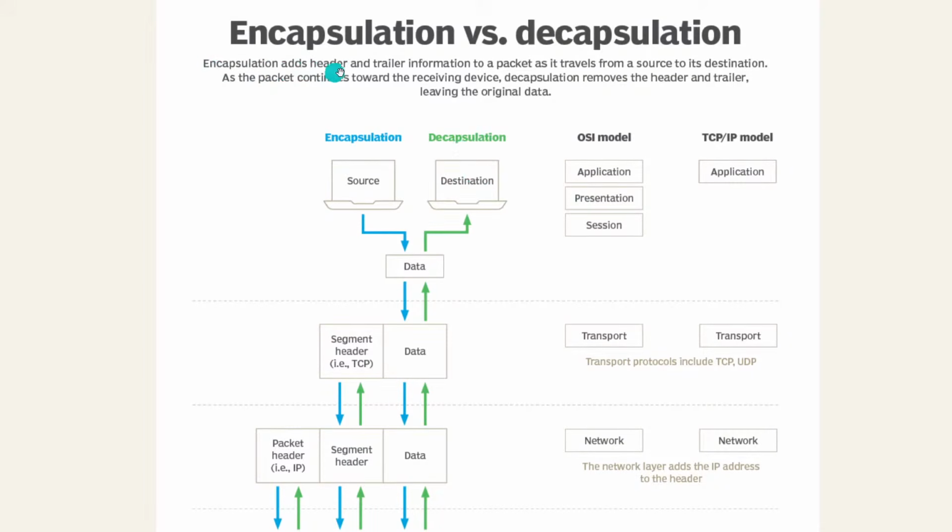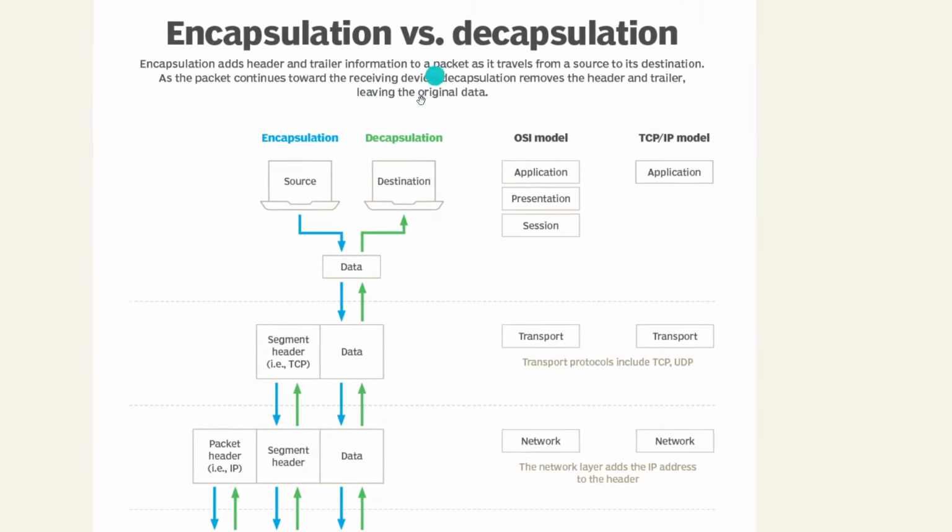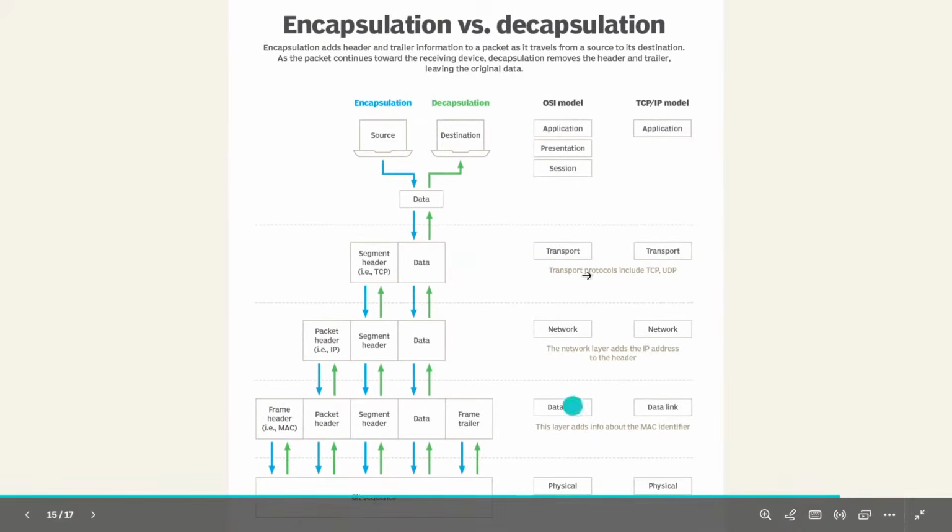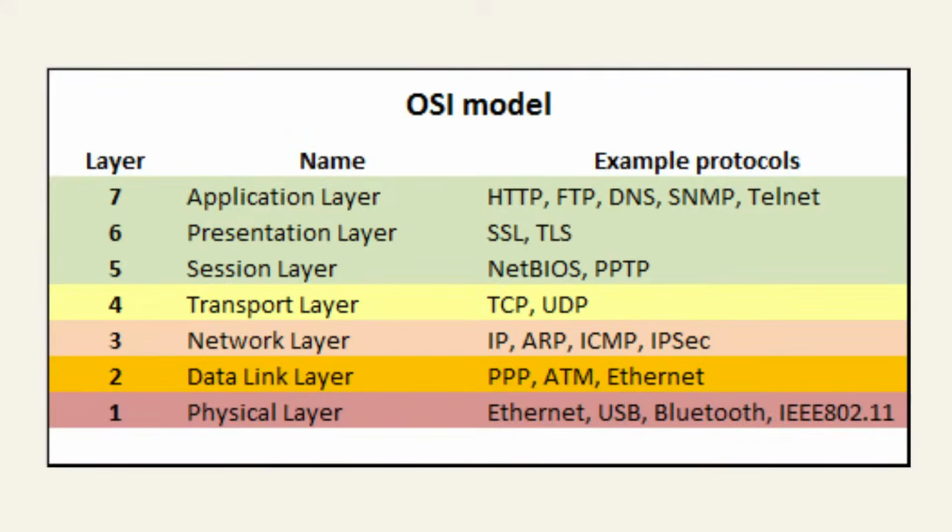Okay, so encapsulation adds header and trailer information to the packets as it travels from the source to the destination. As the packet continues towards the receiving device, decapsulation removes the header and the trailer, leaving the original data. So, this is how your data is transferred from one system to another system. I hope this is very clear to you guys. And these are the protocols. I told you these layers are nothing but some set of protocols.